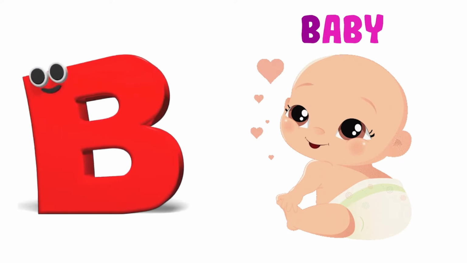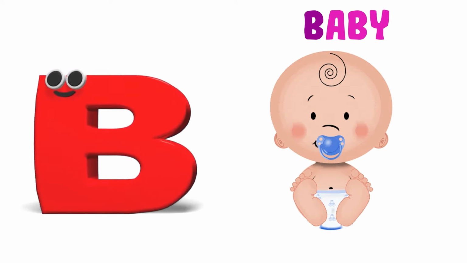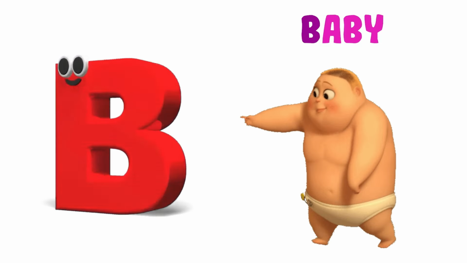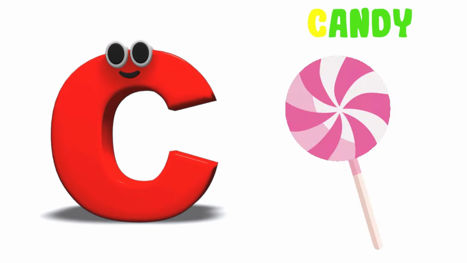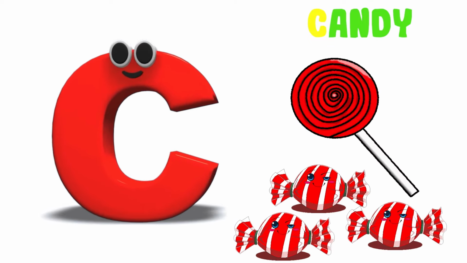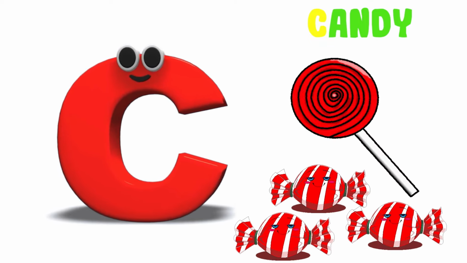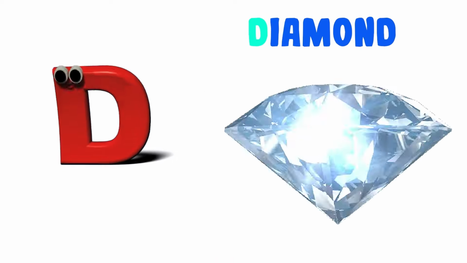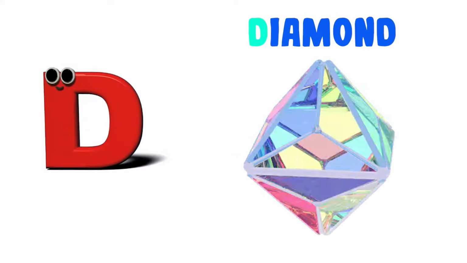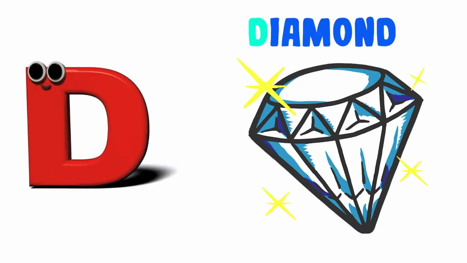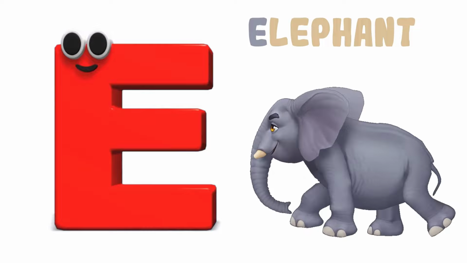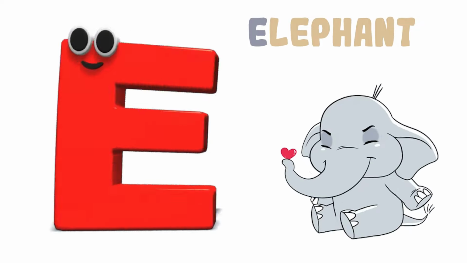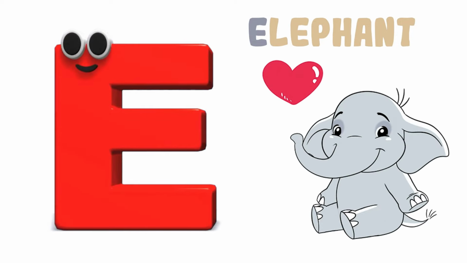B is for baby, b, b, baby, b, b, baby. B, baby. C is for candy, k, k, candy, k, k, candy. C, candy. D is for diamond, d, d, diamond, d, d, diamond. D, diamond. E is for elephant, e, e, elephant. E, elephant.